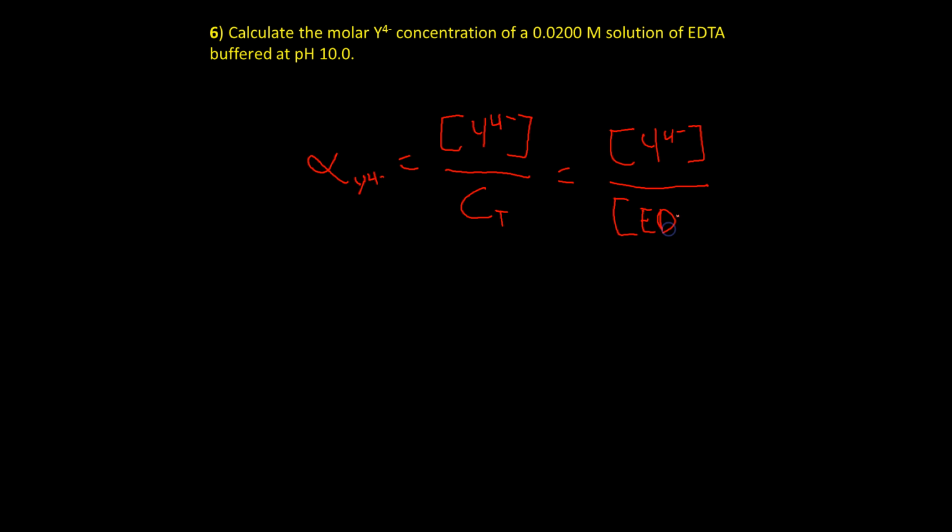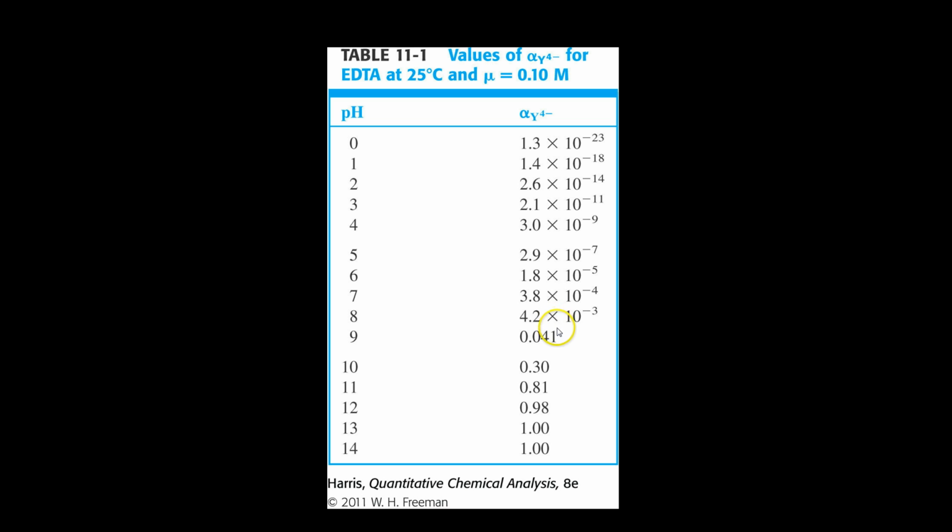So what this is saying is that this alpha Y4 minus, right? This is a fraction dissociation. This is telling you what fraction of your total EDTA is in this Y4 minus form. All right, so what we're going to go through is you're going to kick yourself because this is a relatively simple problem. We look at our table, the table that we're given, and you guys will be using this on the exam.